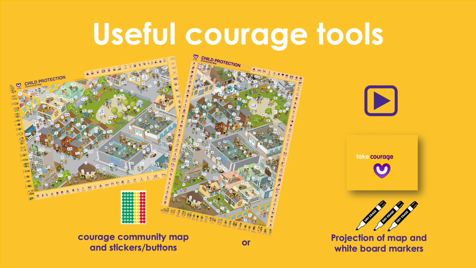These are some useful tools that will help you to identify the child protection challenges and their drivers in your community, which you can download from the Courage Child Protection website or order a printed version online. As stimulus for your child protection identification exercise, you can either use an A1 Courage Community Map, which is available in portrait or landscape format, and some colored buttons or stickers, or you can play this video and ask participants to list child protection challenges that they have seen in their community, or you can download and project the Courage Community Map from the presentation format off our website and use colored marker pens to identify your community's child protection challenges.